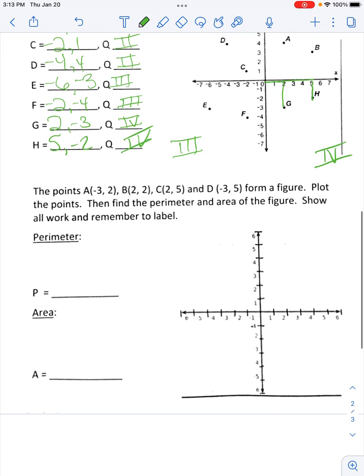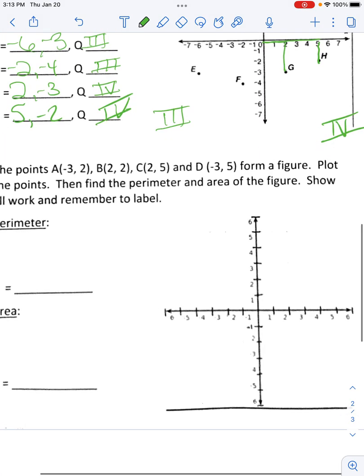Okay. All right, and then finally at the bottom, we are going to plot those points, A, B, C, and D, to form a figure. And then we're going to find the perimeter and the area. This is actually what we did at the end of chapter 4. Okay, A is -3, which means to the left 3, +2, up 2. Label it with an A.